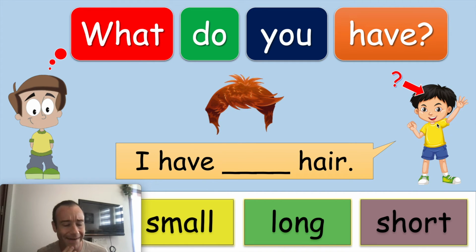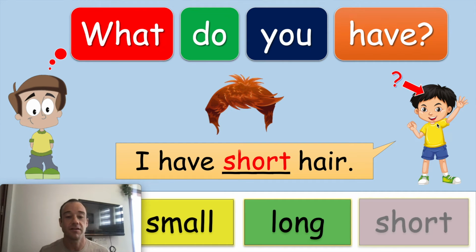I have, and you can say all the options. I have short hair. I have long hair. I have small hair. I have big hair, for example. Then have them raise their hand to tell you what the correct answer is. Then you can show them. It should be I have short hair.